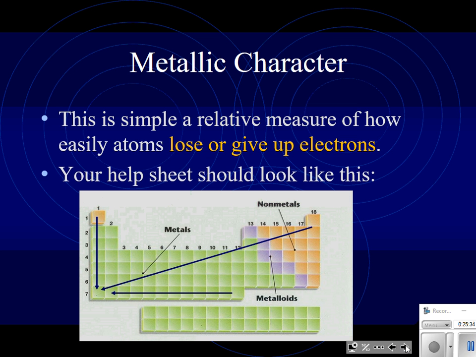So, based on that, our metallic character increases as we go down a group. They want to lose electrons more and more as we go down the group. As we go from the non-metal side to the metal side, they want to lose more electrons. So what element will have the highest metallic character? Francium.